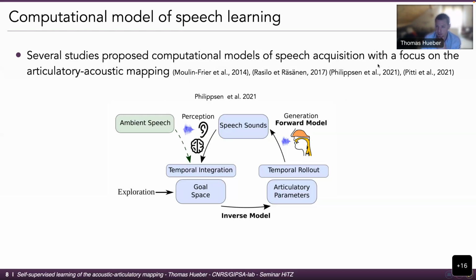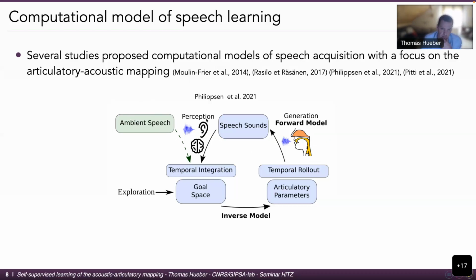to present this work of Philipsen, 2021, and here I just extracted a figure from this paper. Let's discuss a bit how it works here. We have an agent that is trying to learn speech from ambient speech only. And of course, this agent has a vocal tract. So yes, we have a physical system that can produce speech.